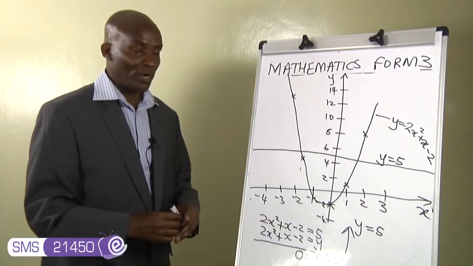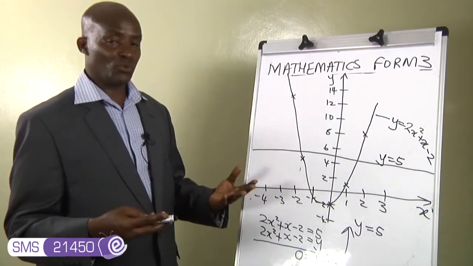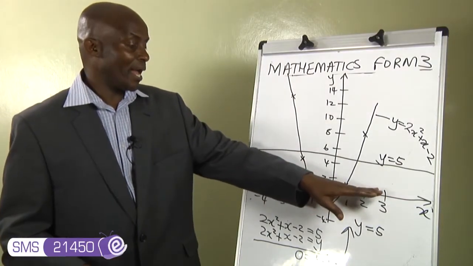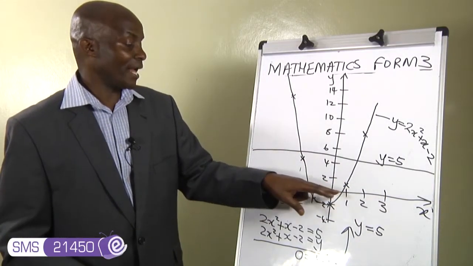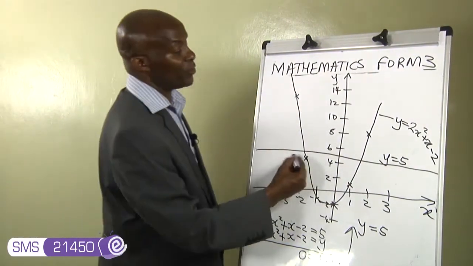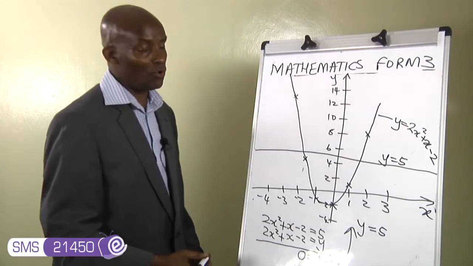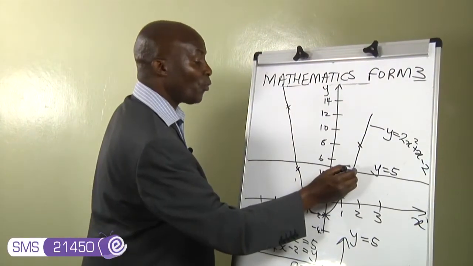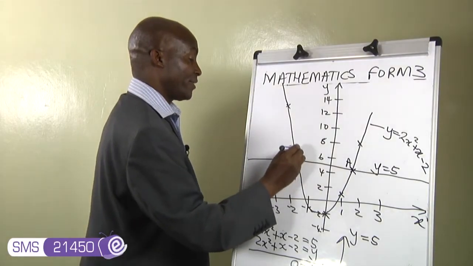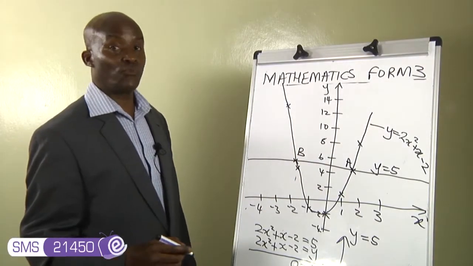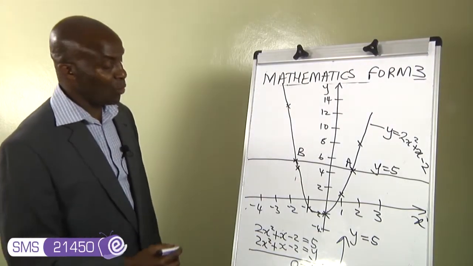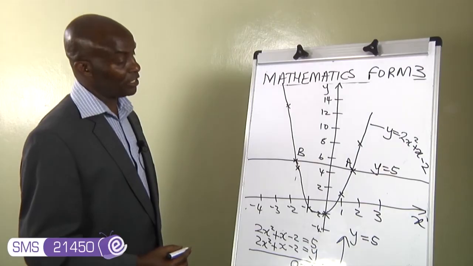Now you remember when we were solving, when the quadratic equation is equal to 0, we found the values of x where the curve cuts the x-axis. That is where y is equal to 0. Now we are looking for where y is equal to 5. So the points where the graph cuts the line y is equal to 5 give us the solution to our equation 2x squared plus x minus 2 is equal to 5.